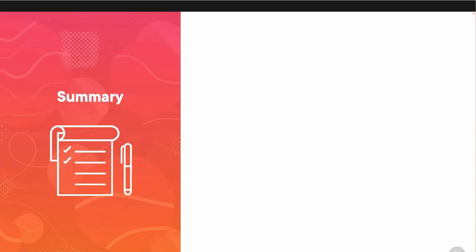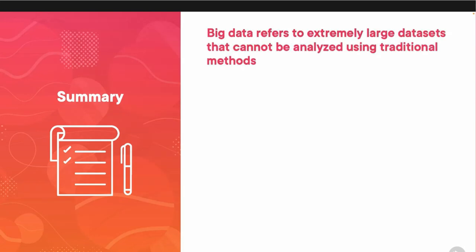We finally come to the end of this module. I know I've hit you with a lot of information. Let's look at the highlights. First, we had a look at big data. Big data refers to extremely large datasets that cannot be analyzed using traditional methods. Without big data, AI would not exist.